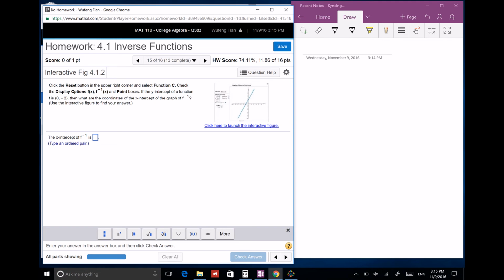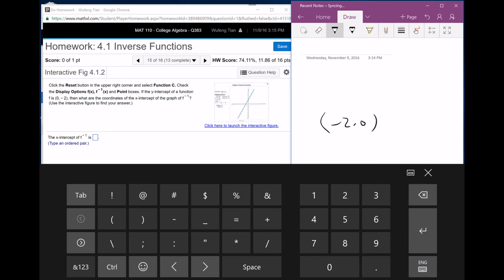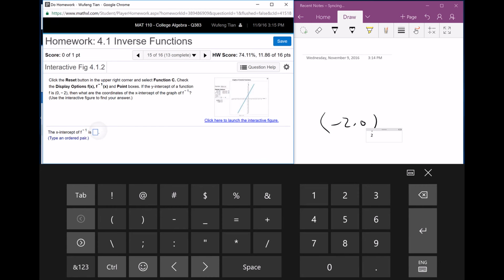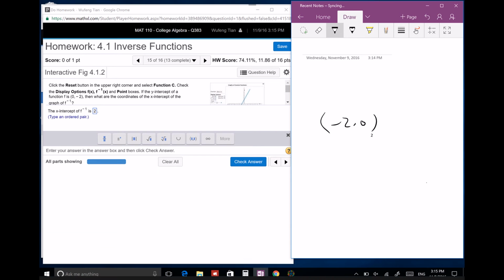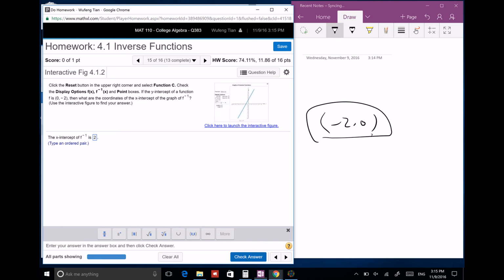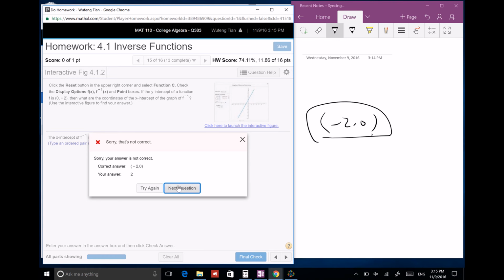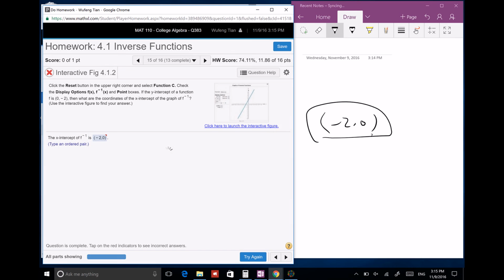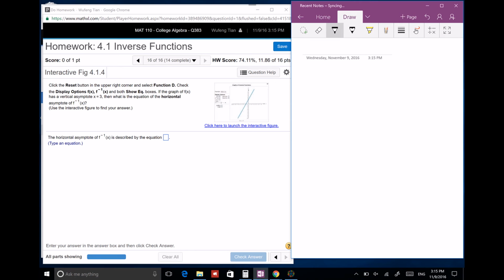I just type in anything, and it tells me the answer is negative 2, 0, because it's switched back and forth, right? The intercept is the x-intercept, y equals 0. I just typed anything, but you know, it told me the answer is this one. Okay, negative 2, 0, because you switch it back. Okay, this one.